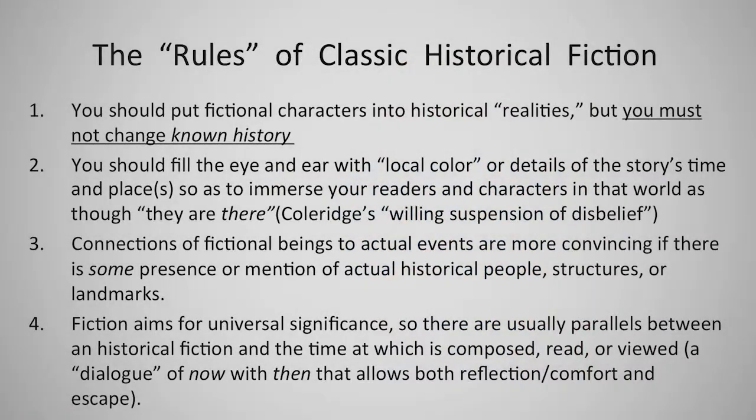Downton Abbey adheres to the rules of classic historical fiction, and I would summarize them as these four principally. First, you should put fictional characters into historical realities that seem to be realities that the reader believes, even though there's a lot of fiction involved. But you must not change known history.